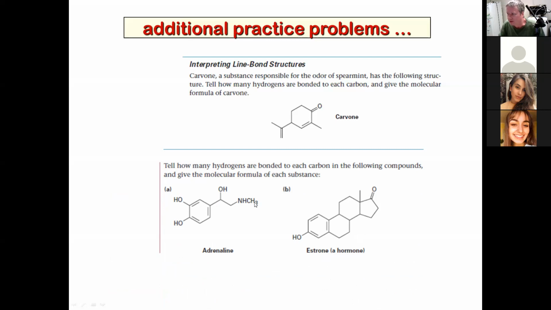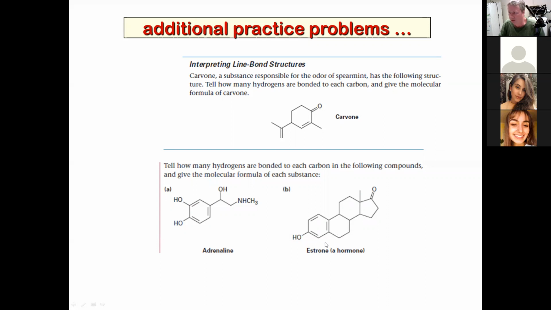Okay, so these are more examples. Adrenaline, or epinephrine. This is a benzene. When we see this kind of thing, that's what a benzene looks like. Same kind of thing: find all the H's, make a formula, and see if it matches Wikipedia.